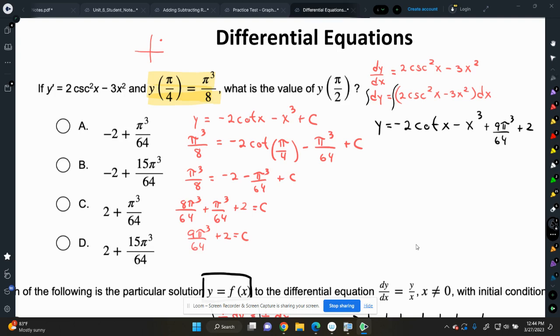This problem is harder algebraically than it is calculus. Okay? I just found c. This is c. Okay. What do we do now? It's asking for y of pi over 2. Caitlin?